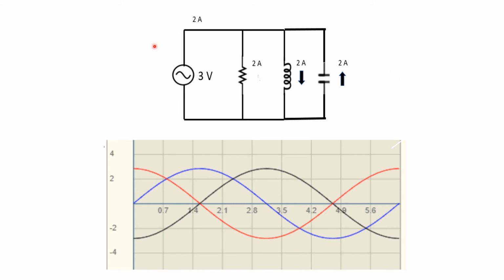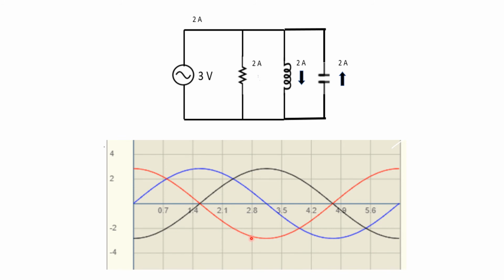Here's the circuit diagram and the currents in each leg. The resistor's current in blue, in phase with the voltage, which isn't shown here. The inductor's current in black, lagging the voltage by a quarter cycle. And the capacitor's current in red, leading the voltage by a quarter cycle.